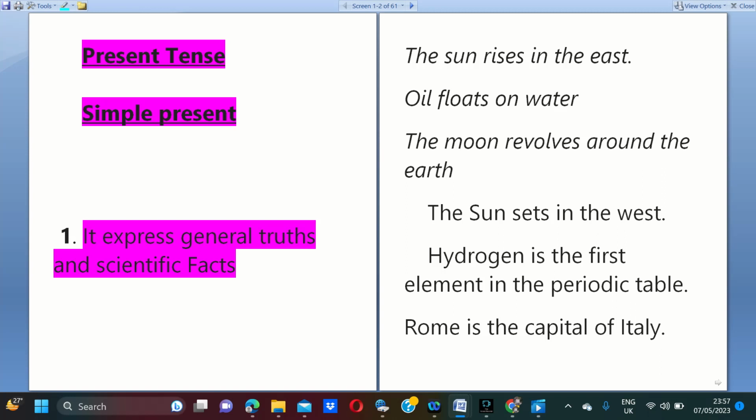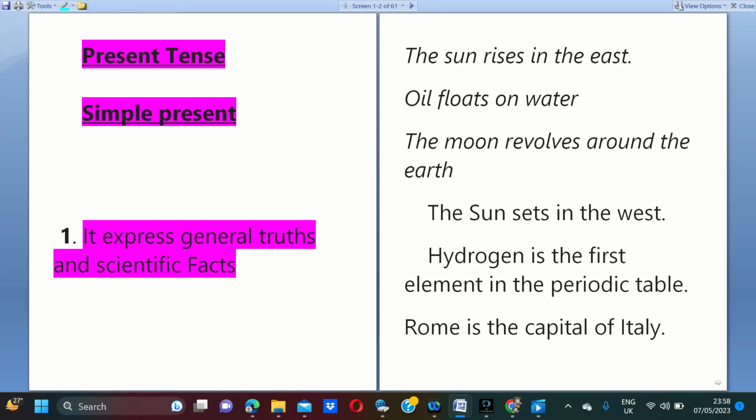Example: the sun rises in the east. It is a general truth. Oil floats on water. It is a scientific fact. Here, what is the difference? Truth and fact are the same. No one can change the truth. Fact is universal. Fact and truth are both universal.